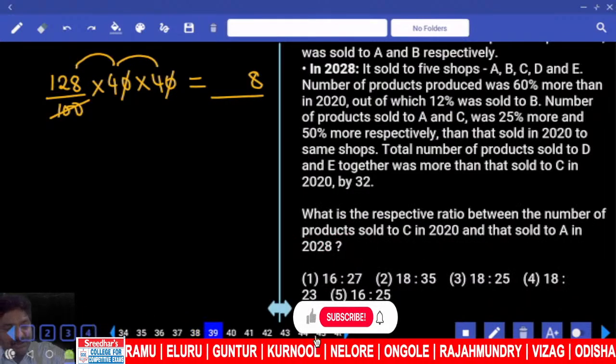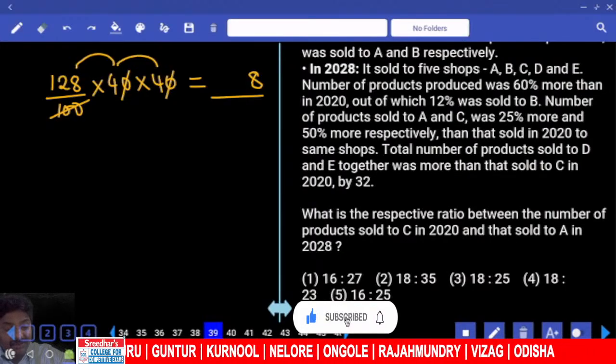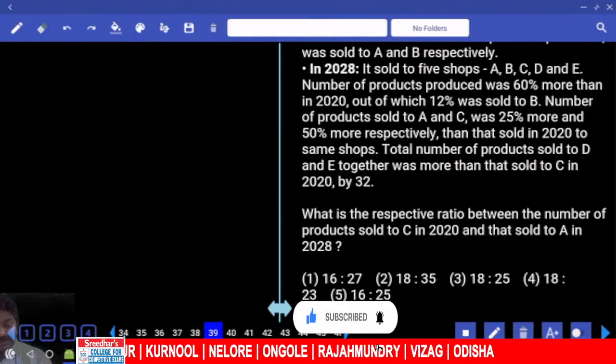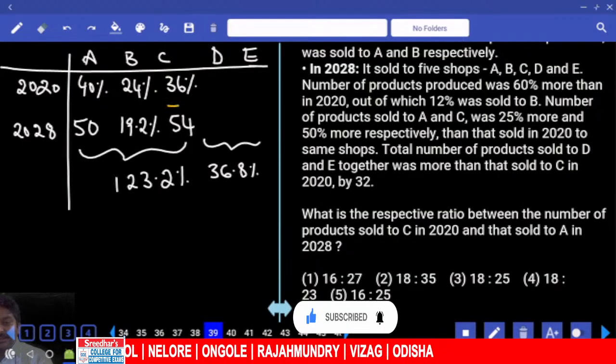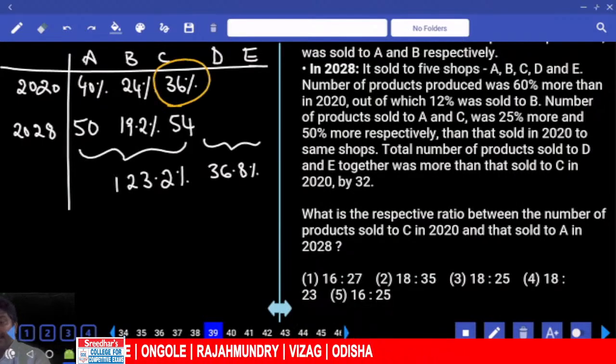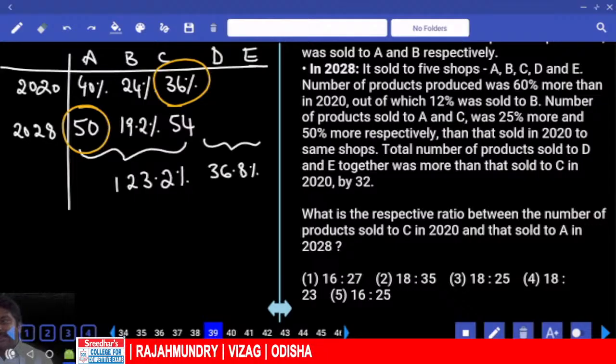What is the respective ratio between the number of products sold to C in 2020 and A in 2028? C 2020, A 2028: 36, 50, 18, 25. Cancellation with 2. 18, 25, third option.